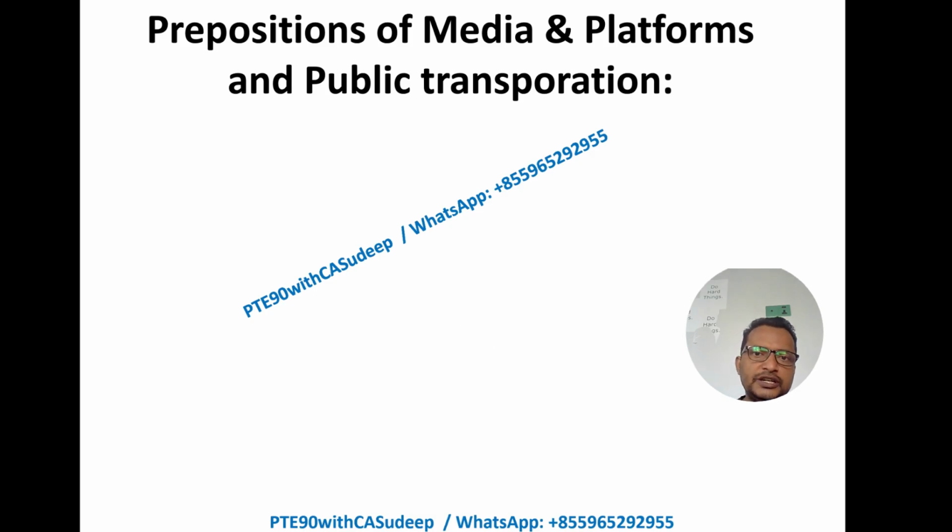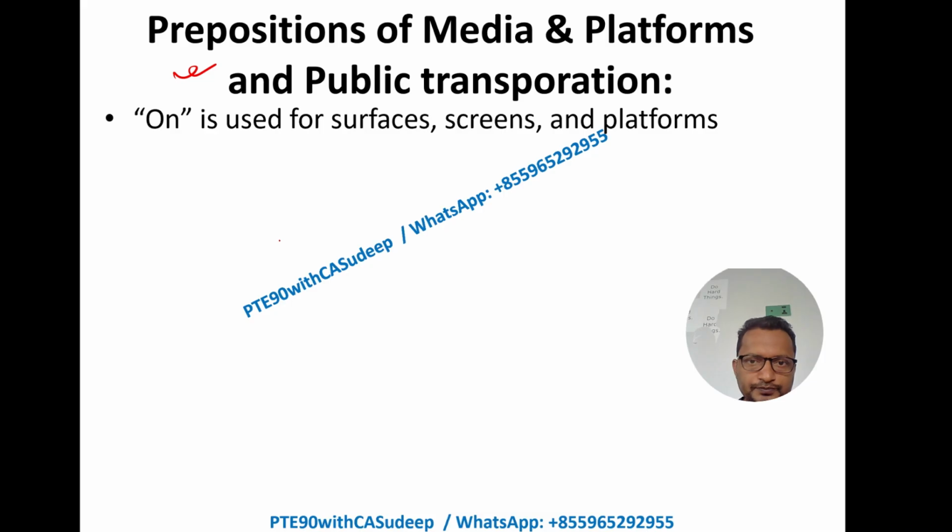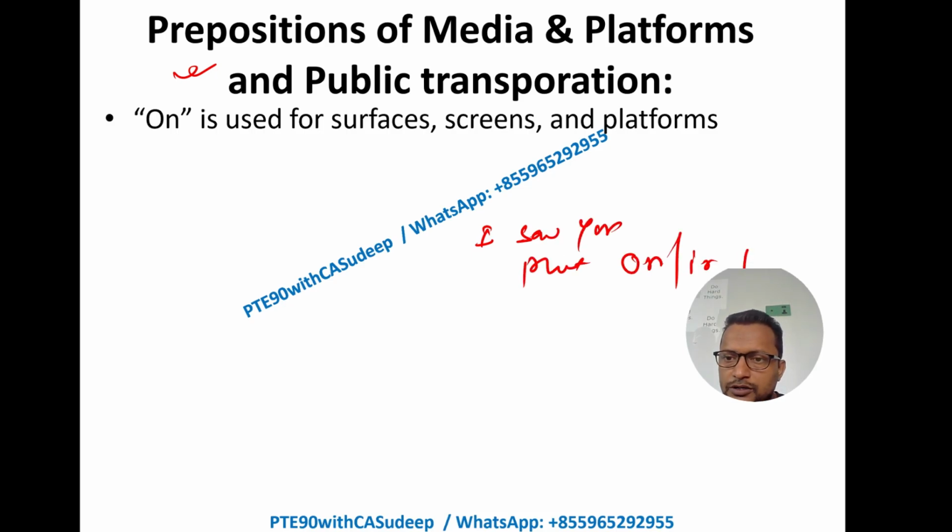So prepositions of media, platforms, and public transportation. This is the most important one, right? For example, on is used on the surface, screens, or platform. Let's say, for example, I saw your photo on Facebook or in Facebook. It is on Facebook. So for the media or the platforms, you always put on.